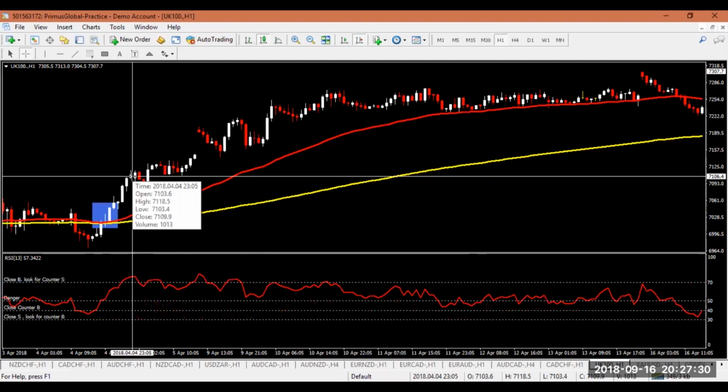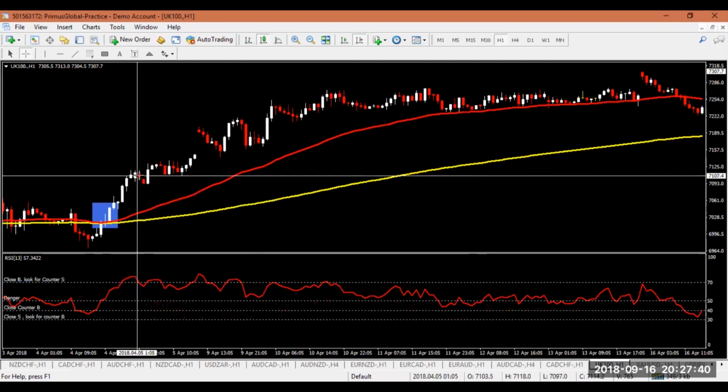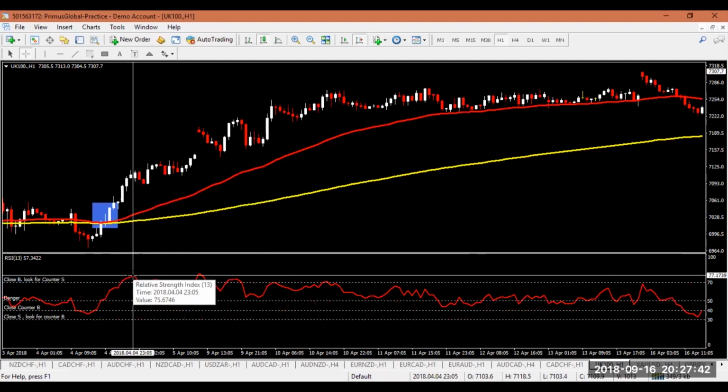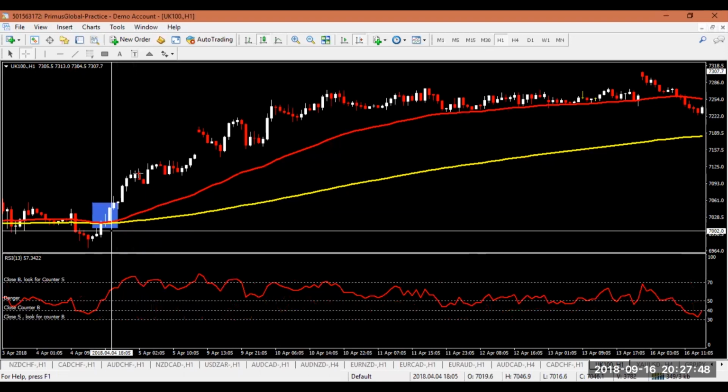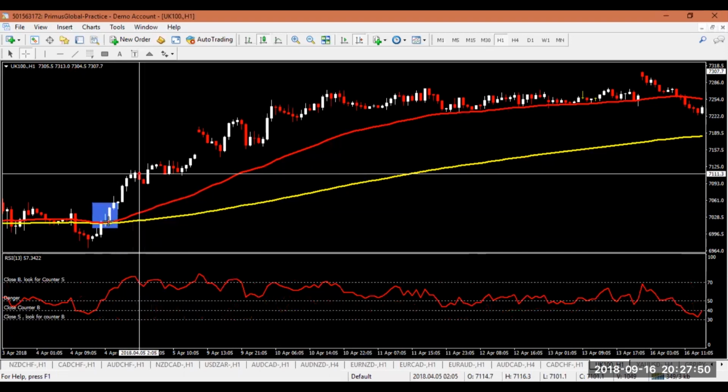70% is anything that's 65, 66, 67, 68, 69, 70. That's my 70% region. As you guys can see right here, price is at an RSI level valued at 75. So I'm going to close my buy trade on my first red candle, on my first opposing red candle. I'm going to repeat.